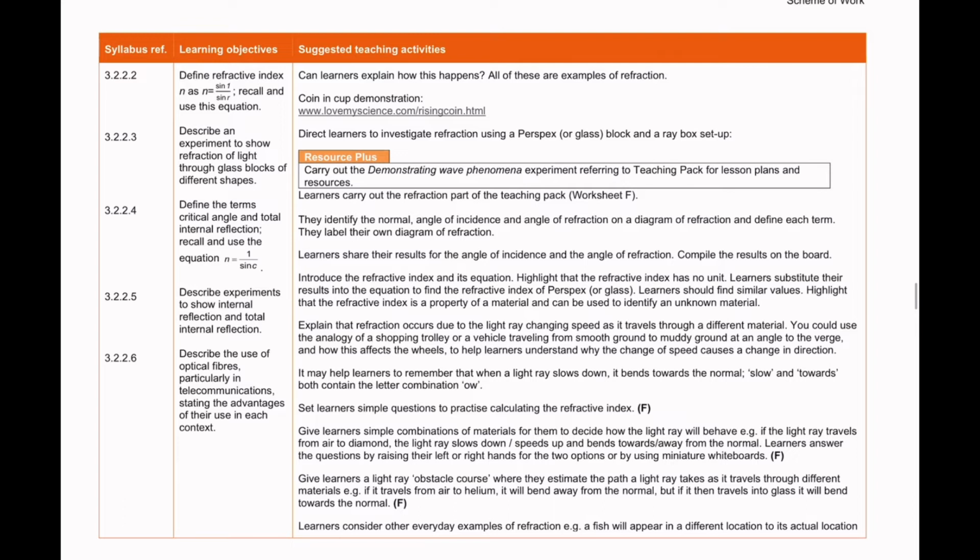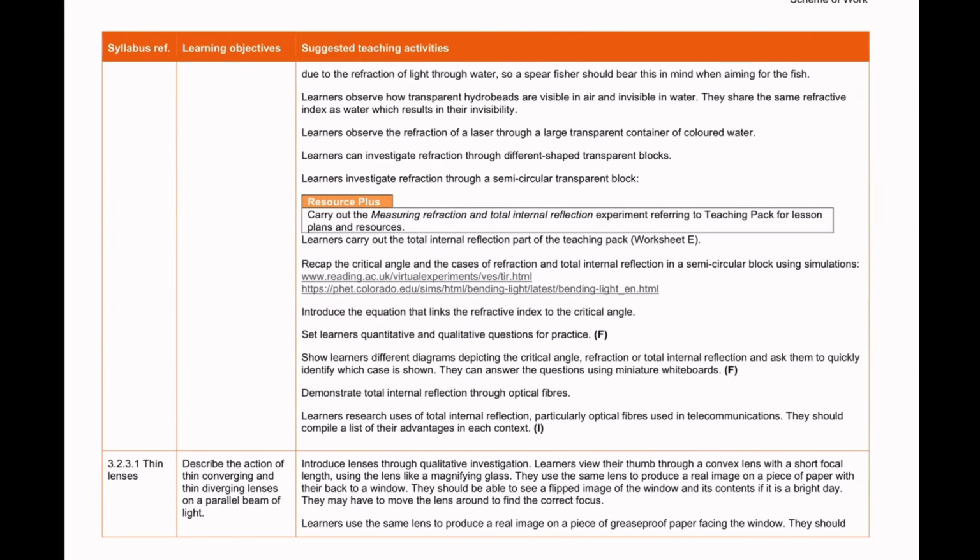n is equal to 1 upon sin c. Describe experiments to show internal reflection and total internal reflection. Describe the use of optical fibers, particularly in telecommunications, stating the advantages of their use in each context.